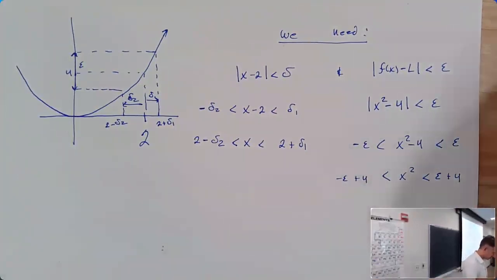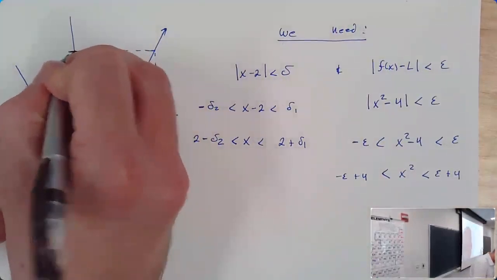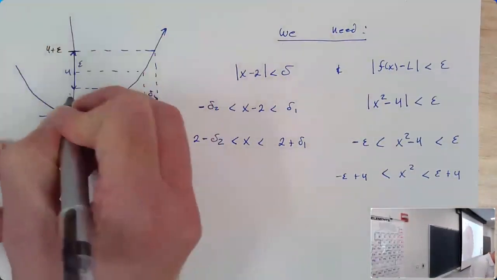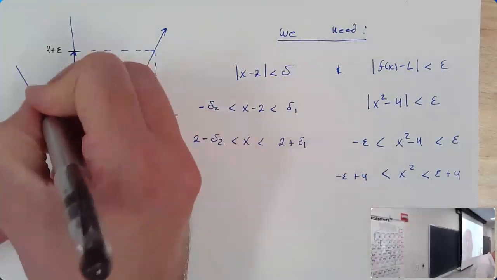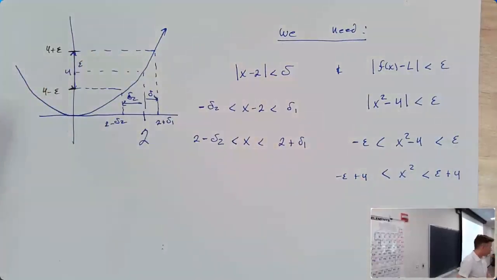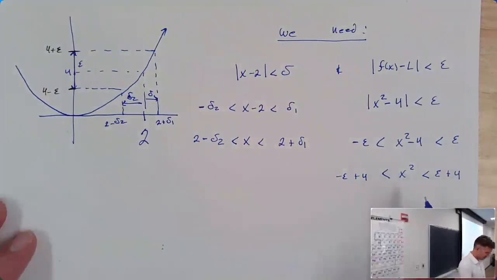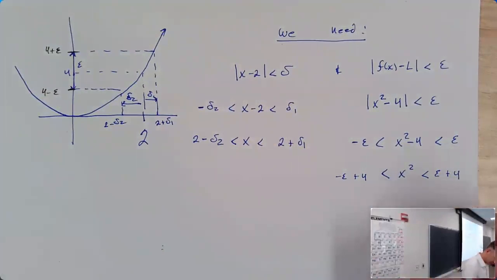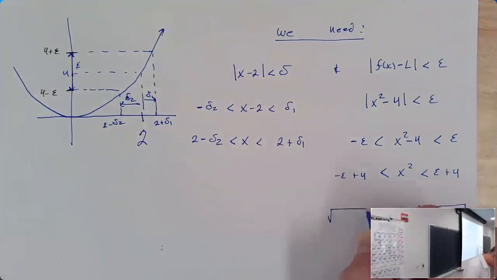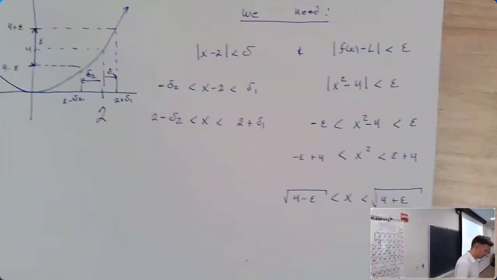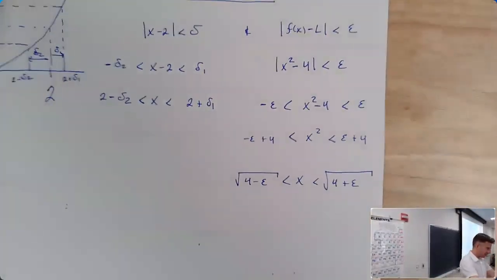Right? So just graphically, here's what we've got. There's your 4 plus epsilon. There's your 4 minus epsilon. And then what we're going to do is solve for x here. So x is less than the square root of 4 plus epsilon and bigger than the square root of 4 minus epsilon. Oh, yep, of course, sorry. Let me zoom back out a tiny bit.